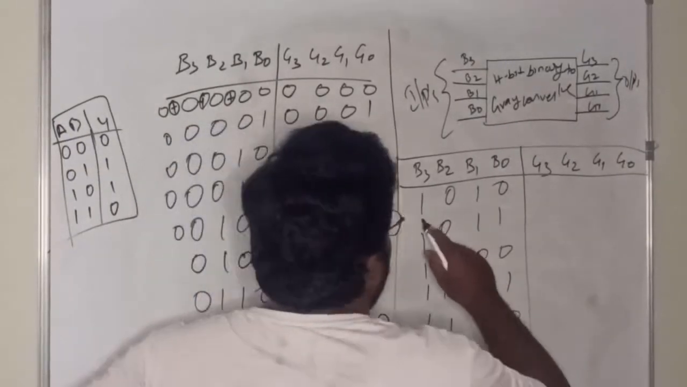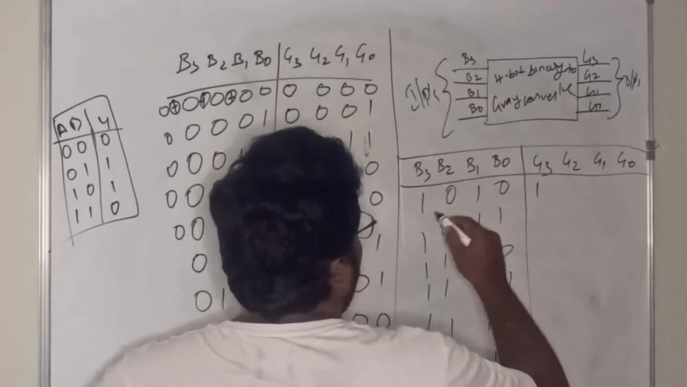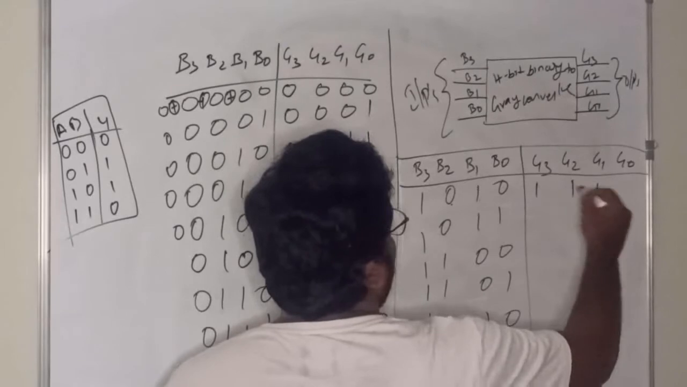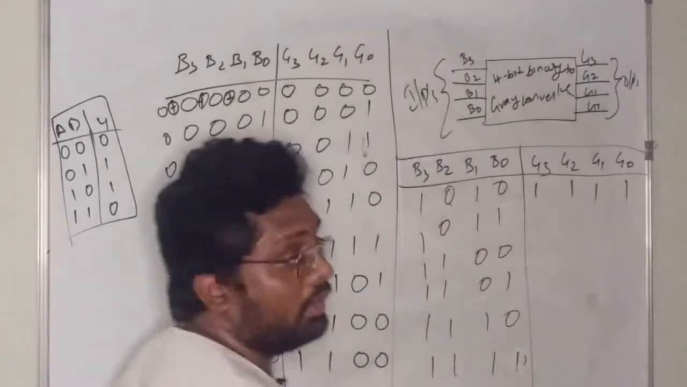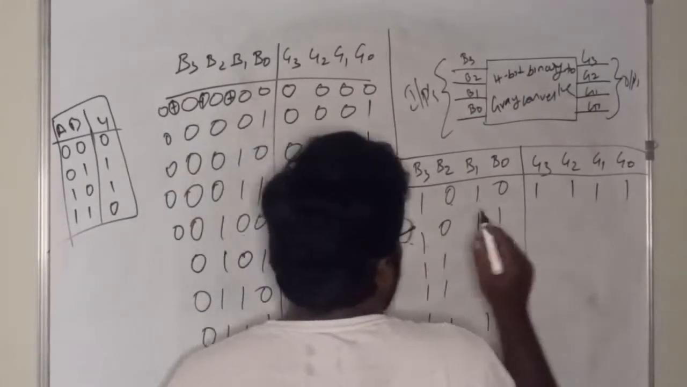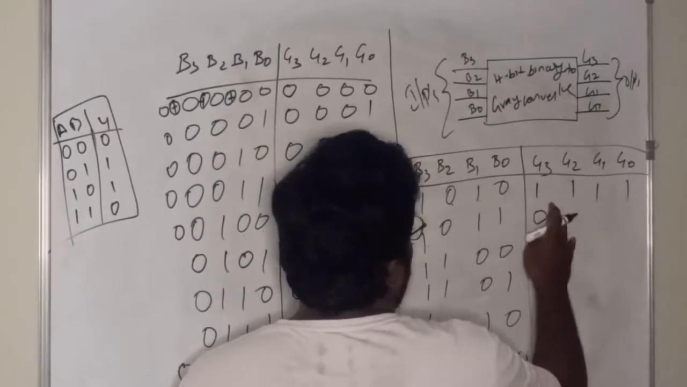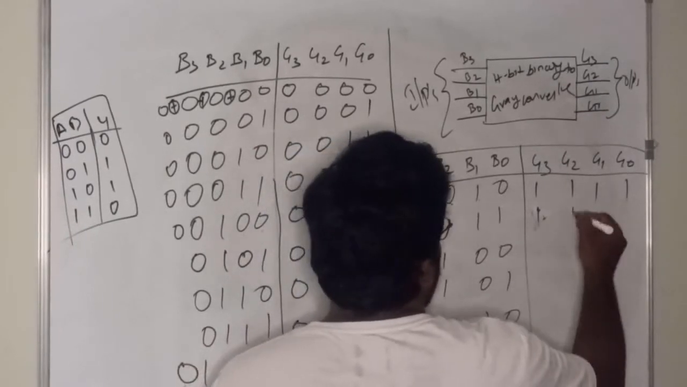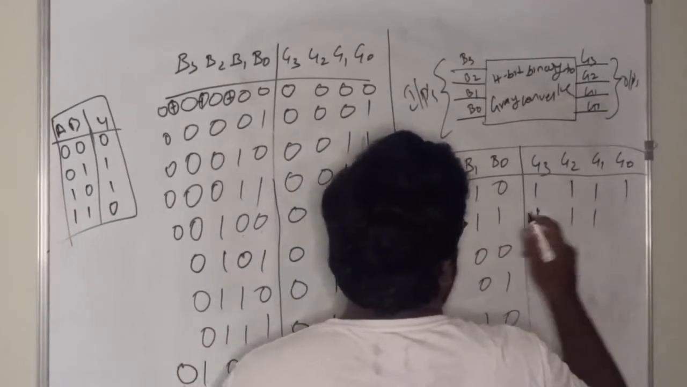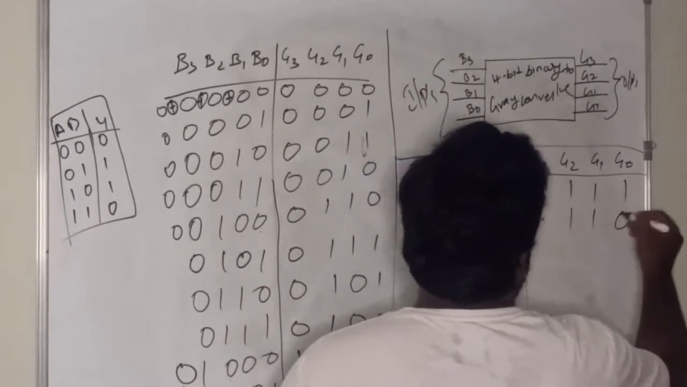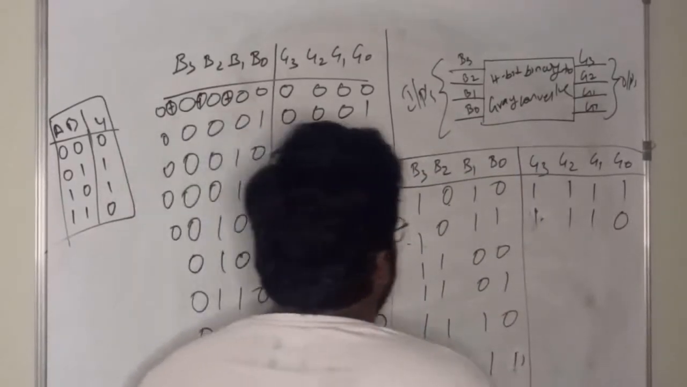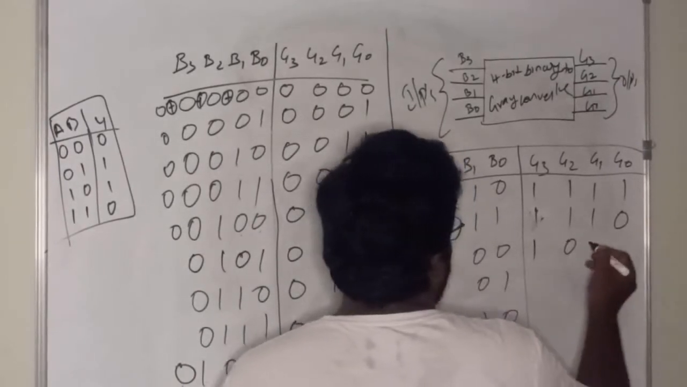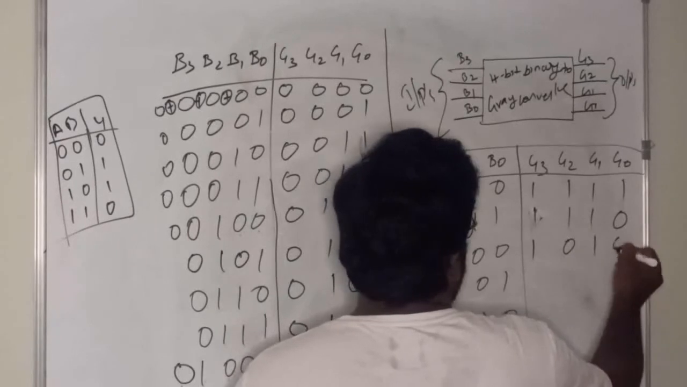So next, 0 XOR 1 will be 1, 1 XOR 0 will be 1, 0 XOR 1 will be 1, 1 XOR 0 will be 1. So next, 0 XOR 1 is 1, 0 XOR 1 is 1, 1 XOR 0 is 1, 0 XOR 1 is 1, so 1 XOR 1 is 0, 0 XOR 1 will be 1, 1 XOR 1 is 0, 1 XOR 0 is 1, 0 XOR 0 is 0.